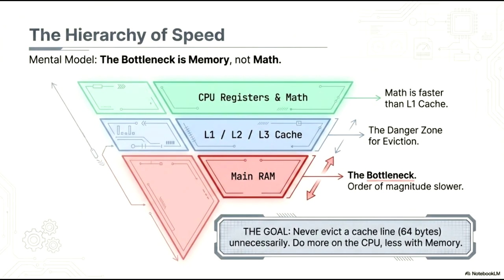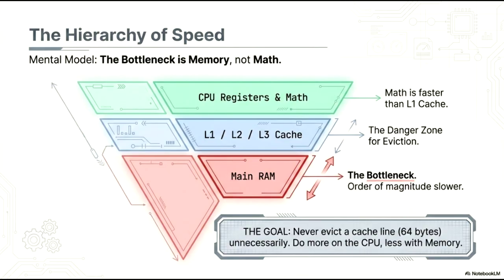To understand performance optimization, we must embrace a fundamental mental model. The bottleneck is memory, not math. Modern processors are incredibly efficient at computation, but they are frequently stalled while waiting for data. At the top of our hierarchy, we have CPU registers. Math performed directly on registers is faster than even the L1 cache.